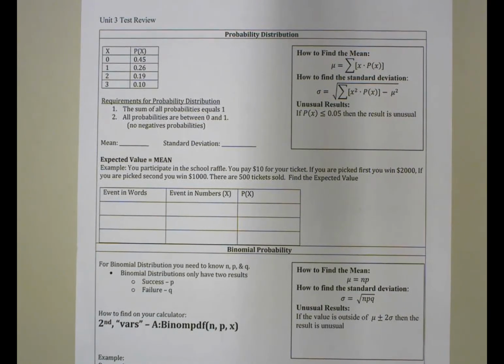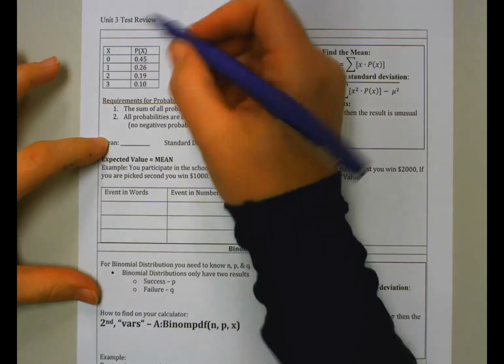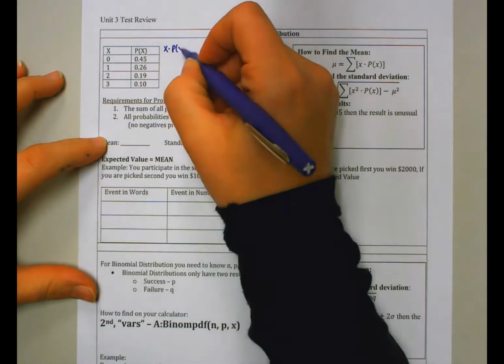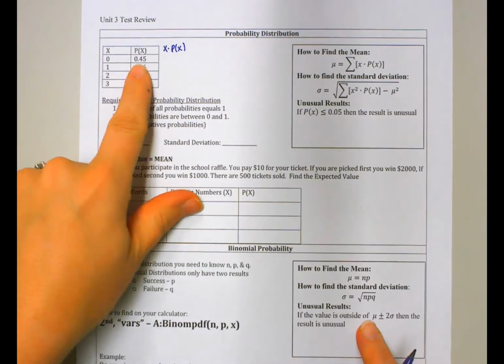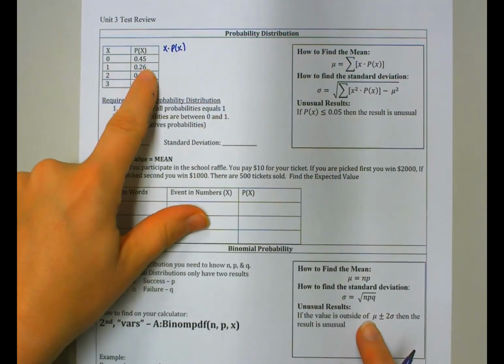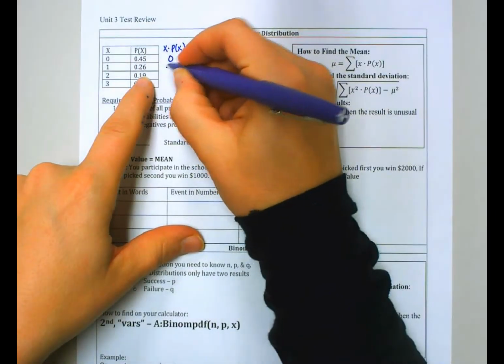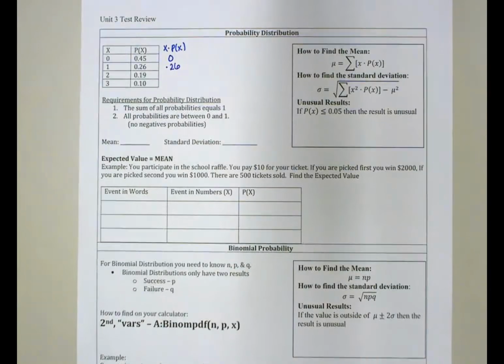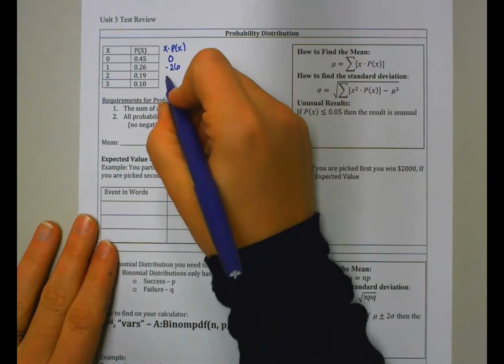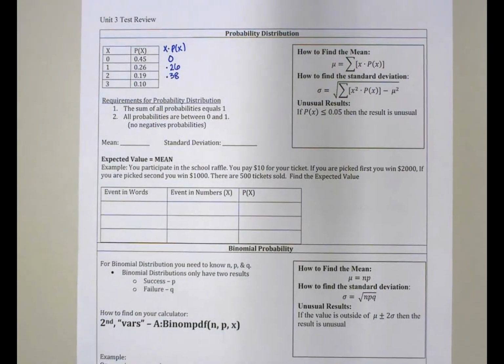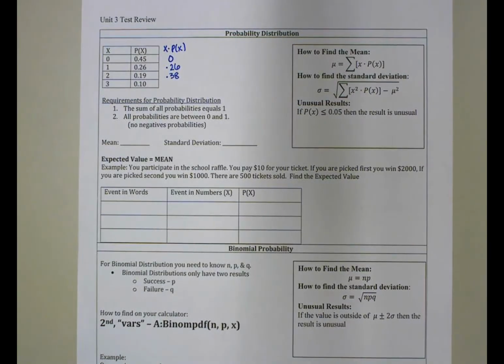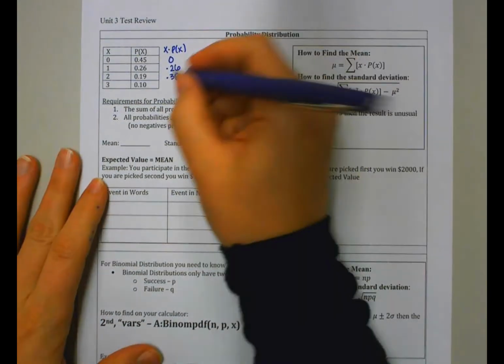To find the mean and the standard deviation of these, to find the mean, we did x times p of x. So we would multiply our x value times our p of x value. So 0 times 0.5 is just 0. 1 times 0.26 is 0.26. 2 times 0.19 gives me 0.38. And 3 times 0.1 would give me 0.3.